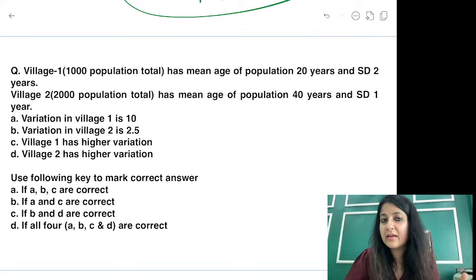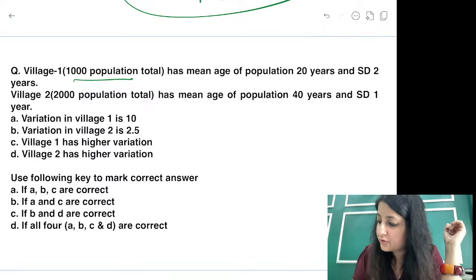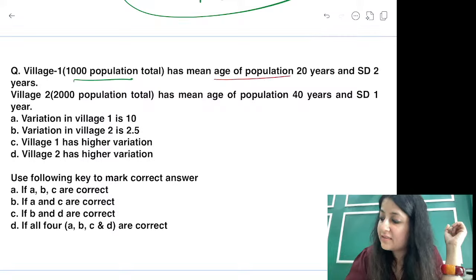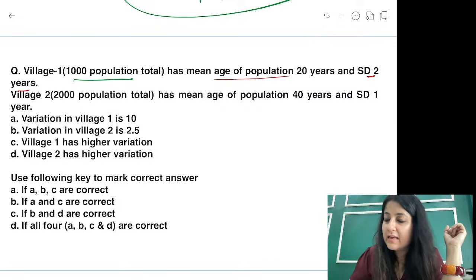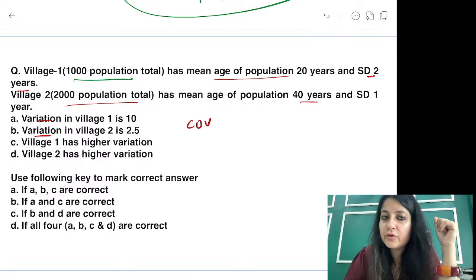That is what is being asked. Coefficient of variation, right? There is village 1 with a total population of 1,000, mean age 20 years and standard deviation 2 years. And for village 2 you have this data. So now what do you have to do? Variation. That means you have to find out the coefficient of variation.